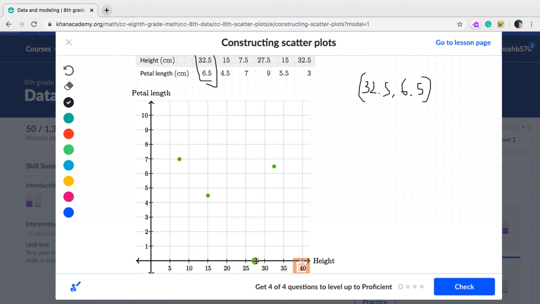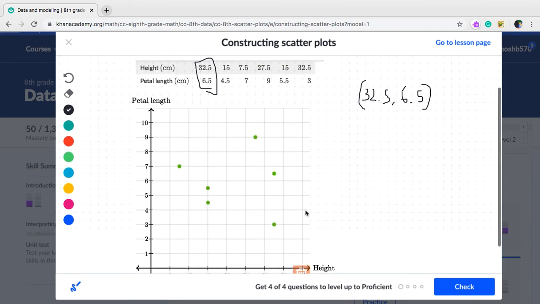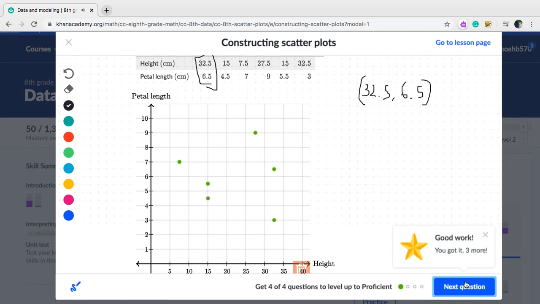27.5 would be here, so it's basically in between marks. And so 27.5 would go about over here, and 9 would go up to here. And then 15 would be over here, and 5.5 would be here, and then lastly 32.5 again. So 32.5 would be over here, and 3 would be over here. And are we right? There we are, right.